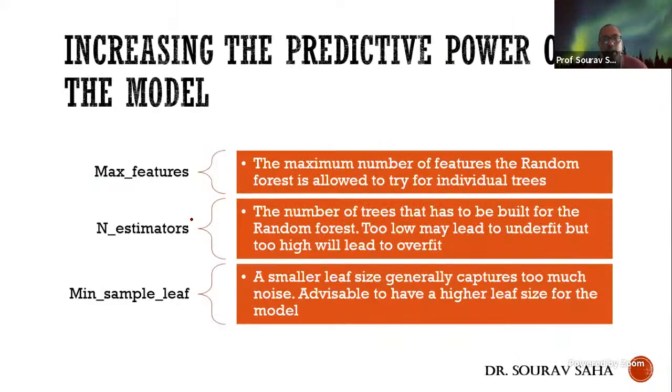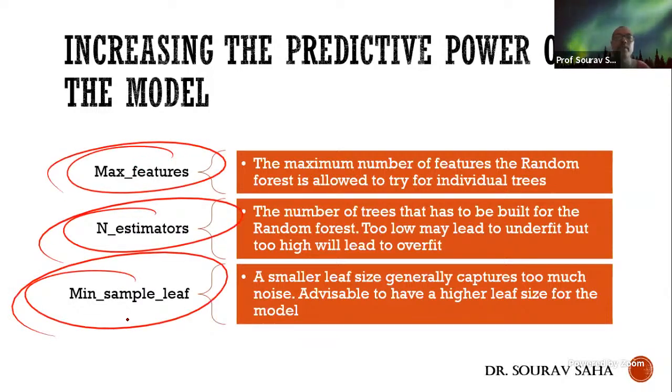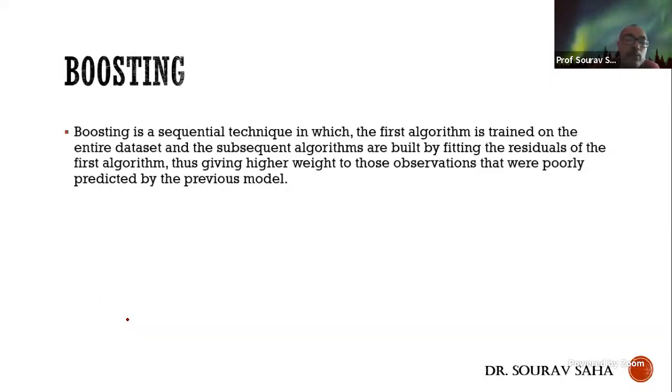So I'll quickly take you to the process of boosting, right? Because if you know ensemble, bagging and boosting, all those things you should know properly. So generally for random forest, these are some of the hyperparameters that you tune: max features, the maximum number of features, number of estimators, minimum sample leaf. These are some of the things that you use in the case of random forest. And then comes boosting, right?